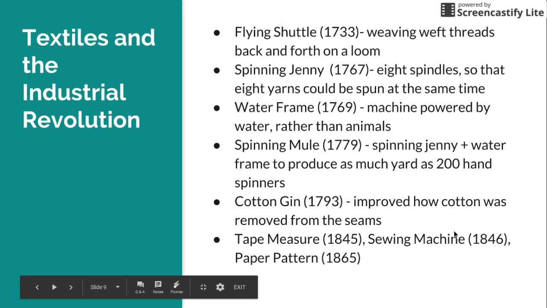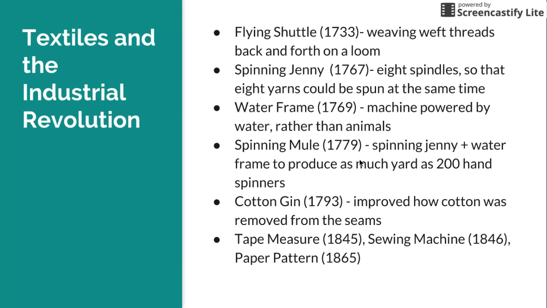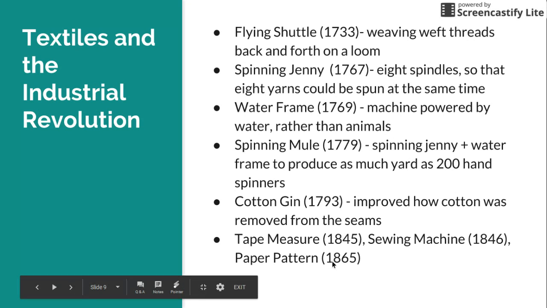So here are a bunch of different inventions that affected the textile industry and garment making in general. You can see just in a span of less than 100 years, so this is like 2 generations, all of these things made making clothes a lot easier.